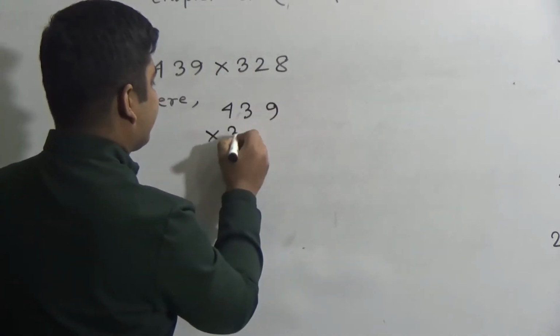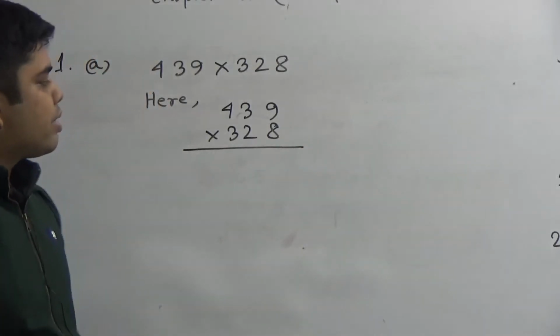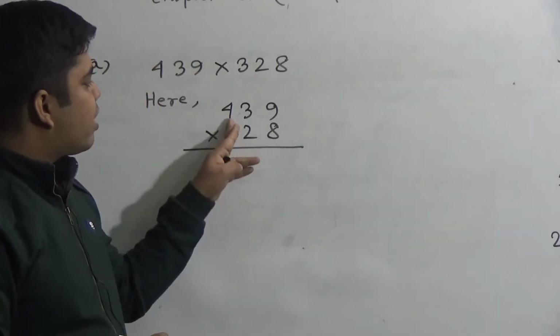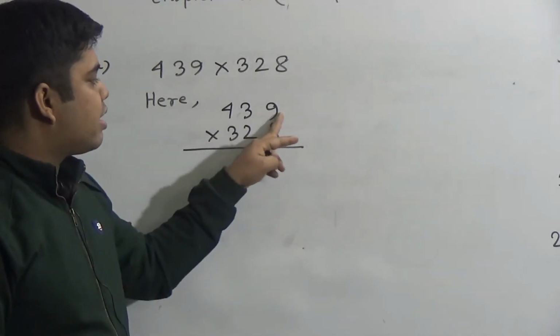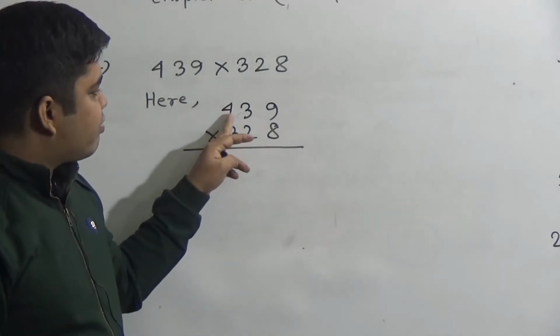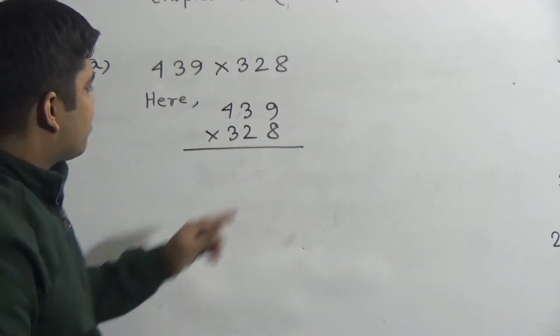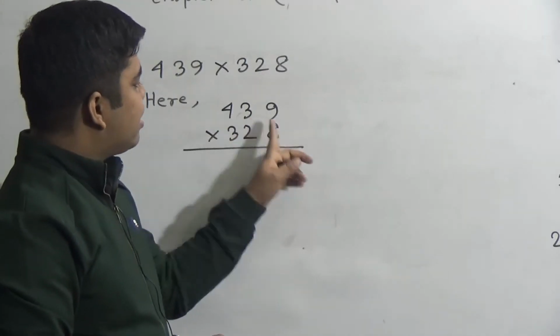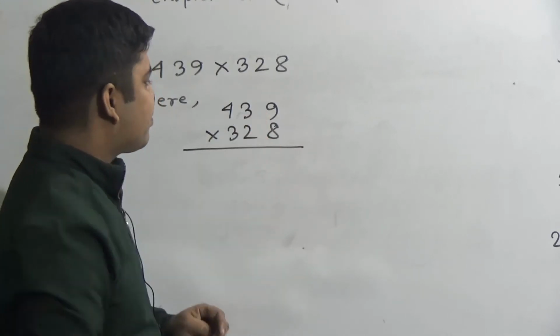439 multiplied by 328. Okay. Now my dear student, notice at first we multiply 439 by this 8. Then I multiply 439 by this tens place digit which is 2. Then I multiply this 439 by this hundreds place digit which is 3. So first of all we multiply this 439 by ones place digit which is 8.